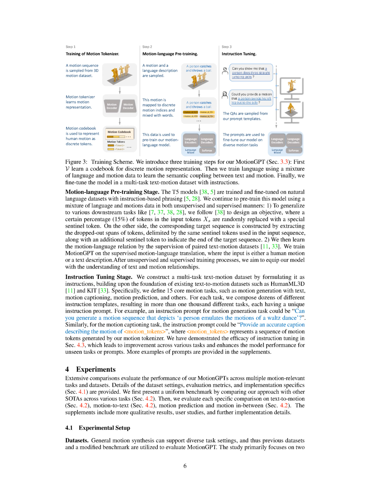Section Summary. The training strategy for our model includes 3 stages. 1. Training of motion tokenizer to represent human motion as discrete tokens. 2. Motion language pre-training stage to learn the relationship between motion and language using unsupervised and supervised objectives. And 3. Instruction tuning stage to tune the model based on prompt-based instructions for different motion-relevant tasks. We construct a multi-task text motion dataset by formulating it as instructions, resulting in more than 1,000 different tasks, each having a unique instruction prompt, which leads to improvement across various tasks and enhances the model performance for unseen tasks or prompts.